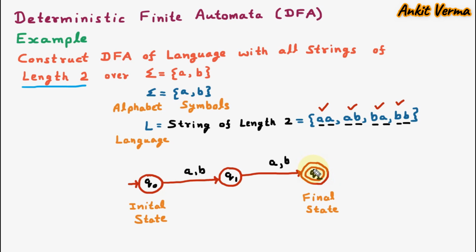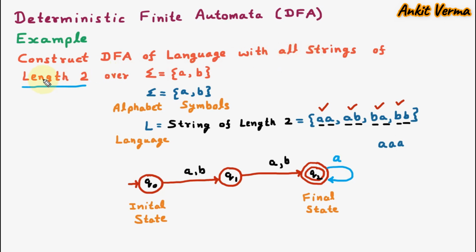We have to move further. Let us suppose that on Q2, when A is coming, there can be the option that we apply a self loop. So let's check. Let's take an example of a string. Let us suppose we have AAA, so 3 times A. We know that our language is of length 2.